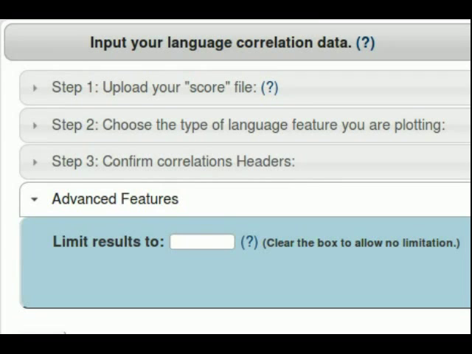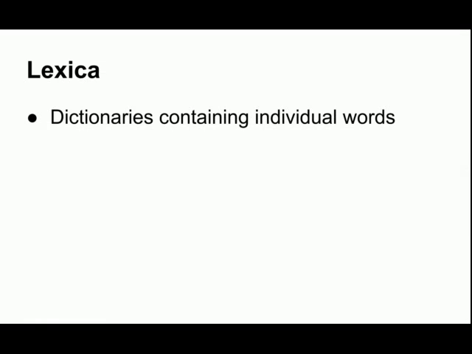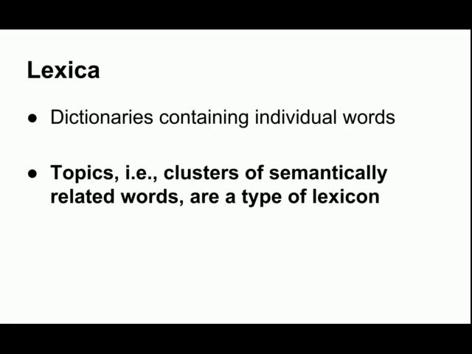Except, since we've already explored what sample output looks like, let's shift gears now and go through the 3-step process using Lexica as our language feature. First though, let's talk more about what Lexica are, Lexica being plural for lexicon. For the purposes of this tutorial, it is enough to know that Lexica, broadly defined, are dictionaries containing individual words, and topics, which are clusters of semantically related words, are a specific type of lexicon, probably the most common type of lexicon for researchers to plot using this tool.